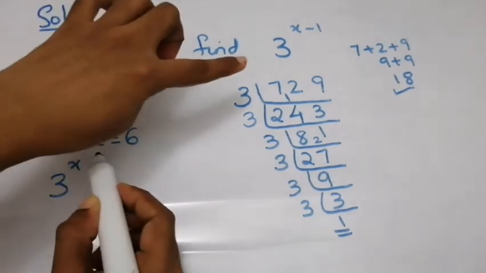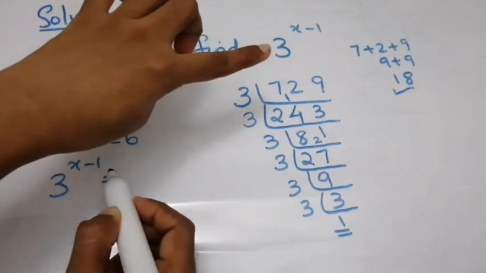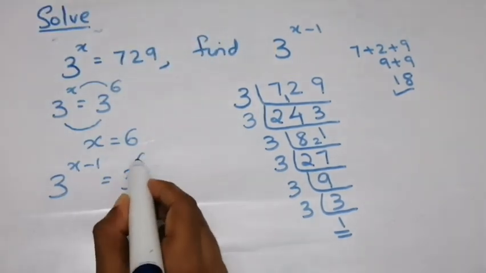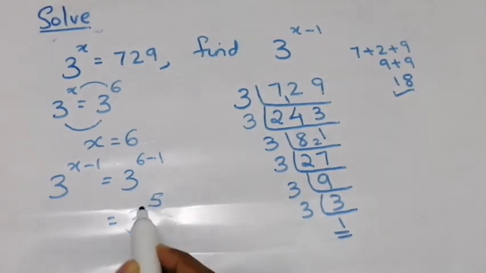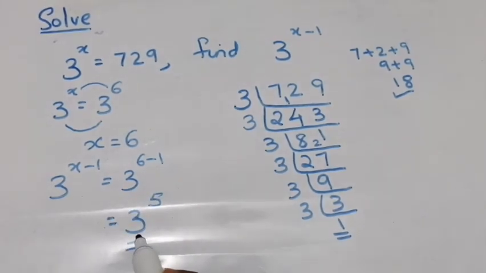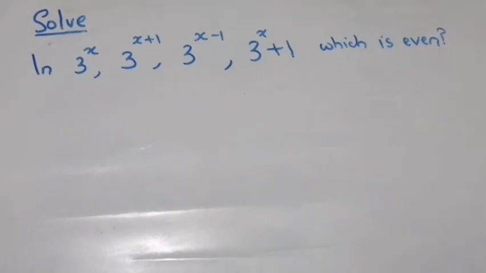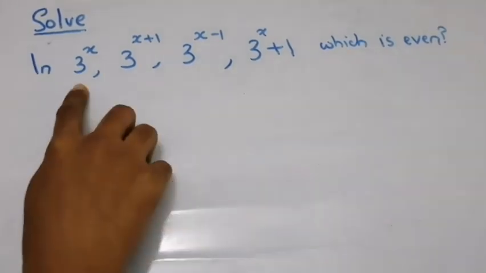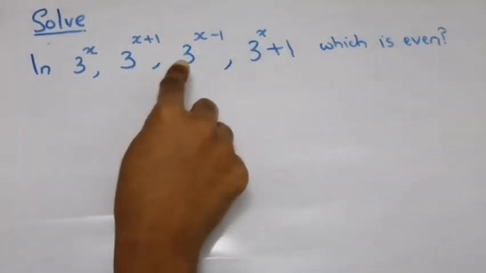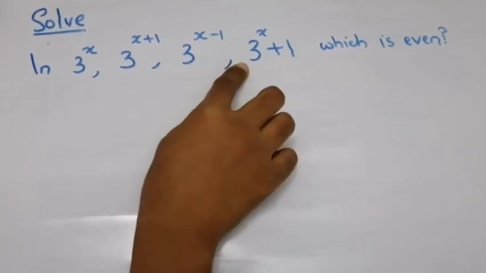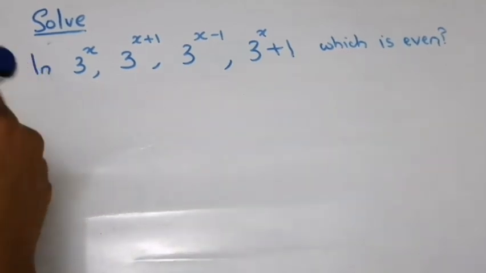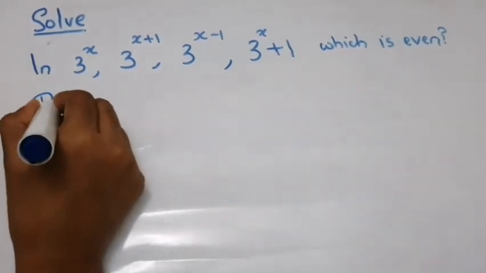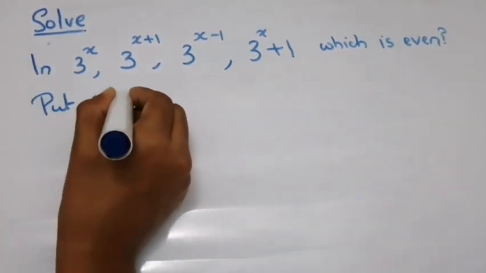Then the question is to find 3 to the power x minus 1. So 3 to the power 6 minus 1, which is equal to 3 to the power 5. This is the answer. Yes, children, now next question. Among 3 to the power x, 3 to the power x plus 1, 3 to the power x minus 1, 3 to the power x plus 1, which is even? For that, we have to just put x is equal to 1 and check.